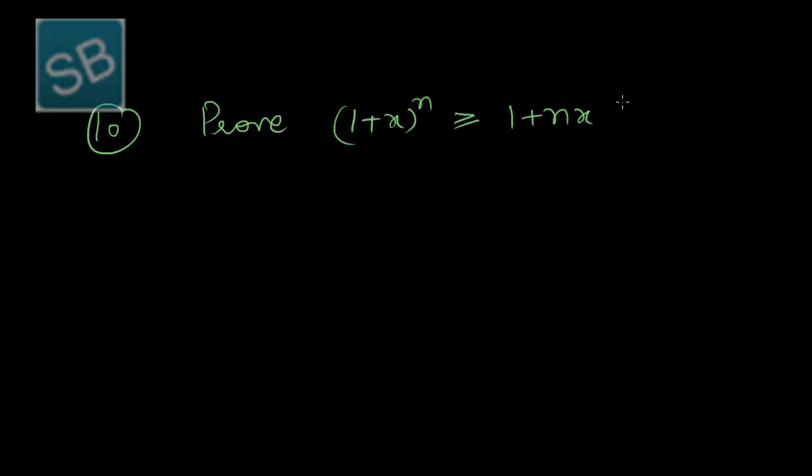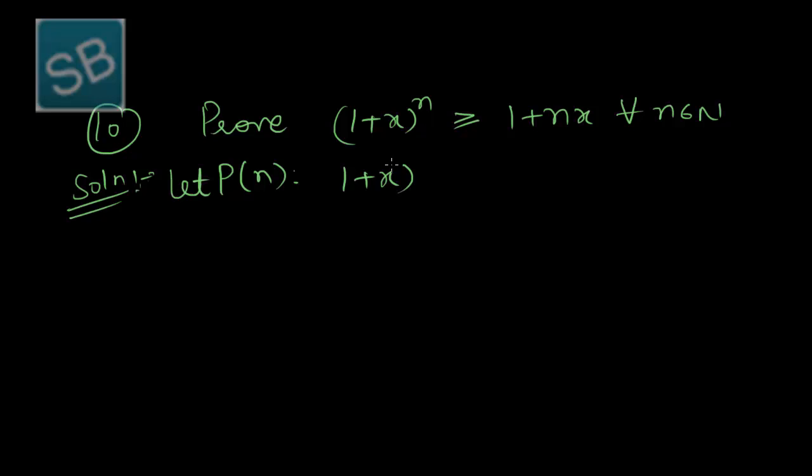Now the next problem that also contains inequality is, this is for practice. Prove (1 + x)^n is greater than or equal to 1 + nx for all n belongs to N. Same, first of all we will give the name to this statement as Pn. P(n) is, let, because we are supposing here, (1 + x)^n is greater than or equal to 1 + nx.